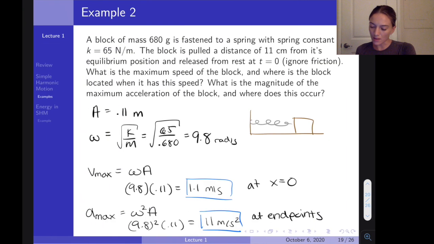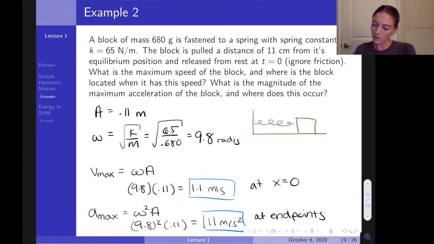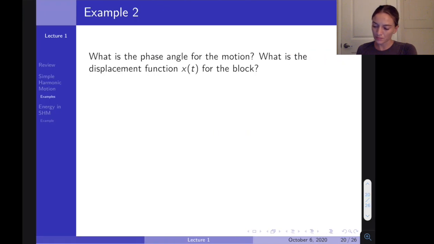For the phase angle, we have to look back at what our problem said. It says that at t equal to 0, it's pulled a distance of 11 centimeters, so its amplitude is 11 centimeters, and then released. So this is actually a perfect, regular cosine function. That means our phase angle is 0, right? Because it's starting at its maximum amplitude, so it's not offset by any initial theta.